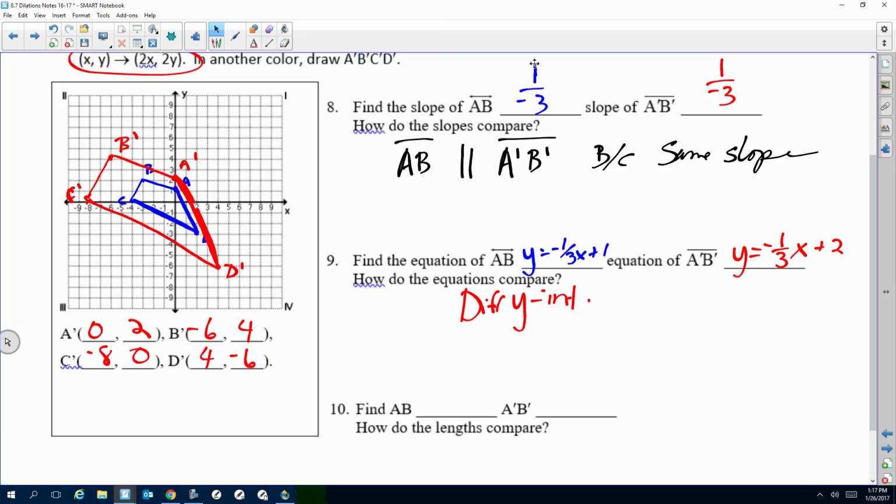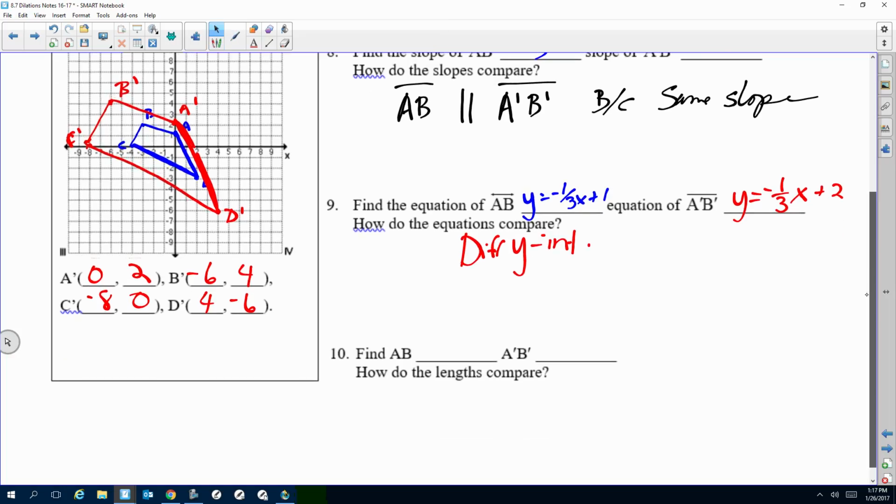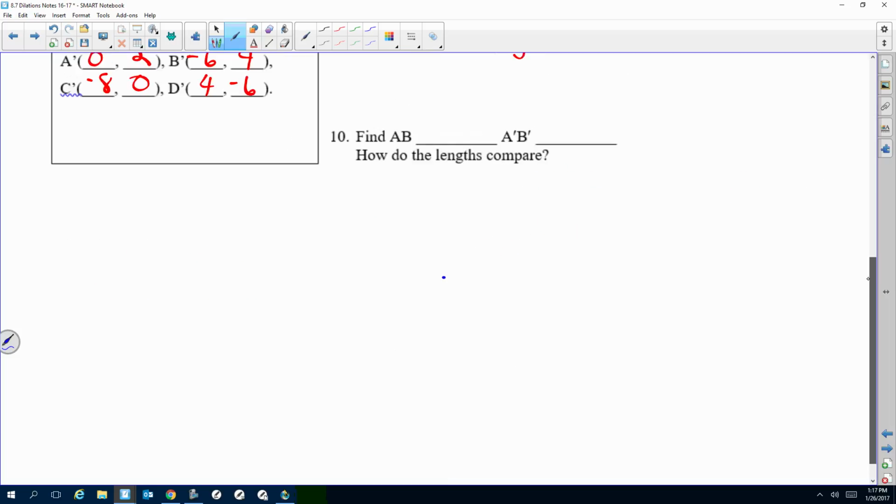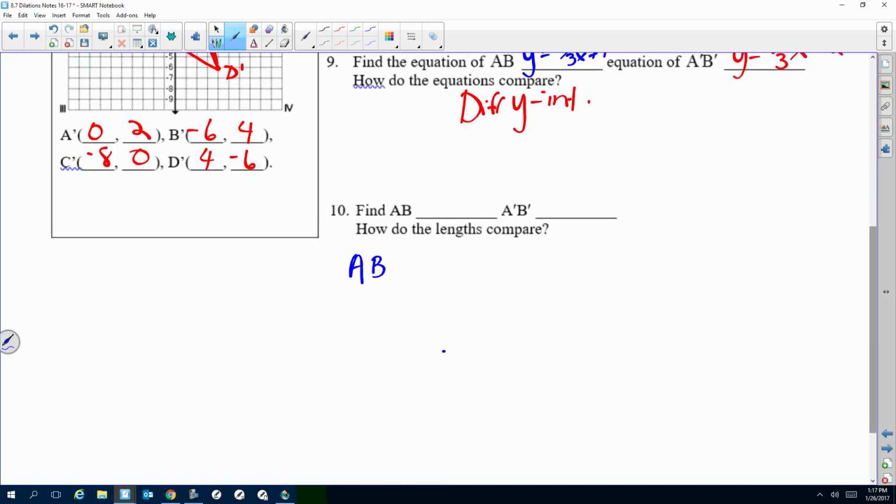All right, now they want us to compare the lengths. So, to find the length of AB, you can use your distance formula, basically use your original slopes, your rise over run, like a squared Pythagorean theorem. So we know it's 1 and -3, right? Squared. 1 squared plus 3 squared. That gives me a total, when I do my order of operations, 10. So AB equals the square root of 10.